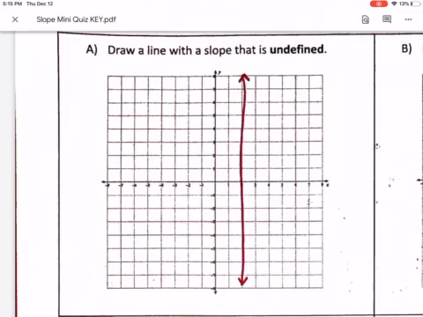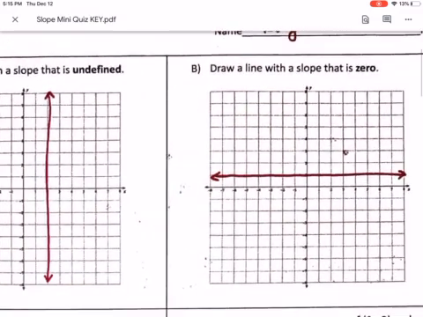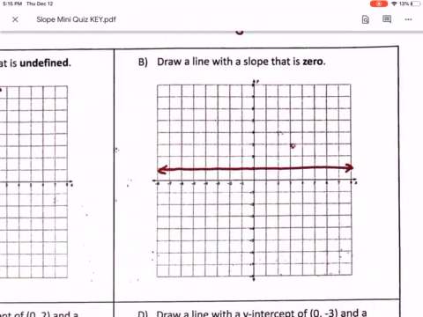Okay, on the second one, a line with a slope of 0 is a horizontal line, so it just goes straight left and right. And again, it could have been anywhere on your graph. It just has to be completely horizontal.